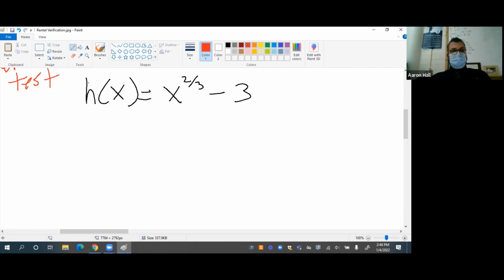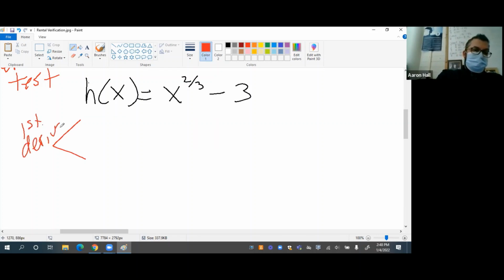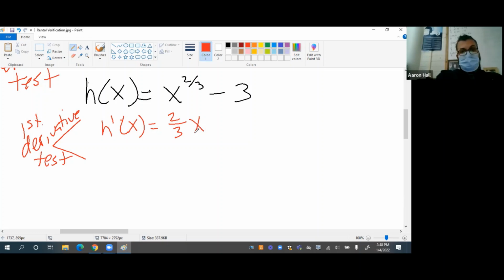I'm still trying to figure it out. Right, so can't we just use the power rule? So for our first derivative test, we have h prime of x equals what? I got 2/3 times the cube root of x. It's all like 2 over that cube root of x.